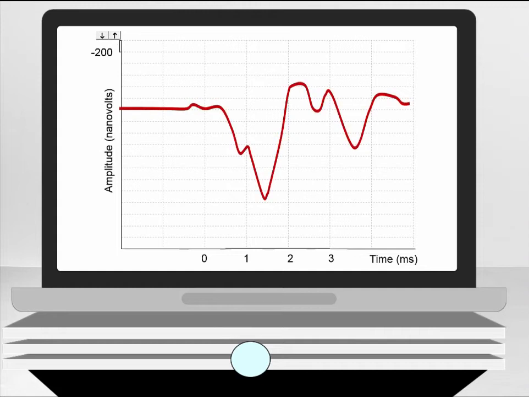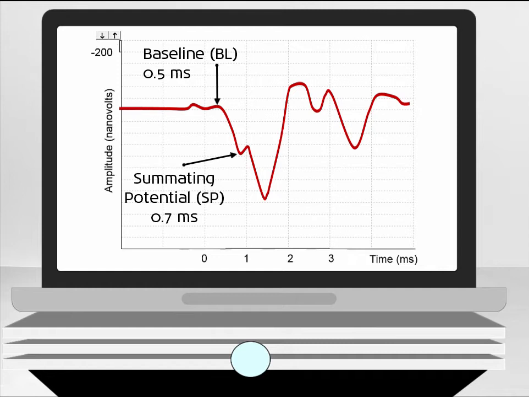The baseline is representative of the start of the response. It is typically around 0.5 milliseconds and is found just before the summating potential begins to displace the waveform. The peak of the summating potential is typically found at around 0.7 milliseconds in an individual with a normal electrocochleogram. It is a small deflection occurring immediately after the baseline.